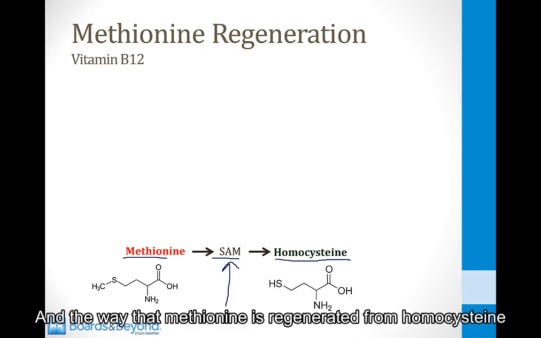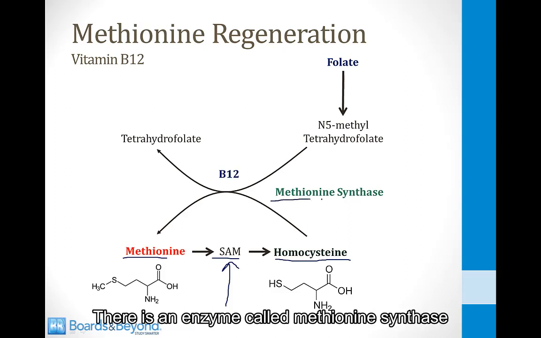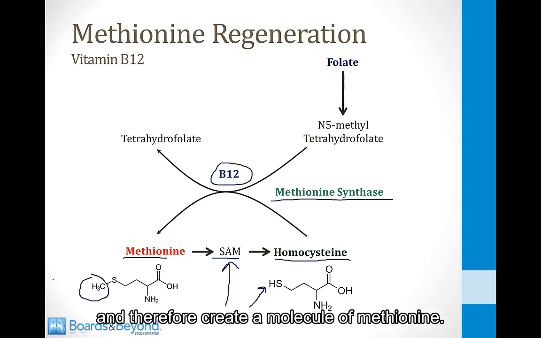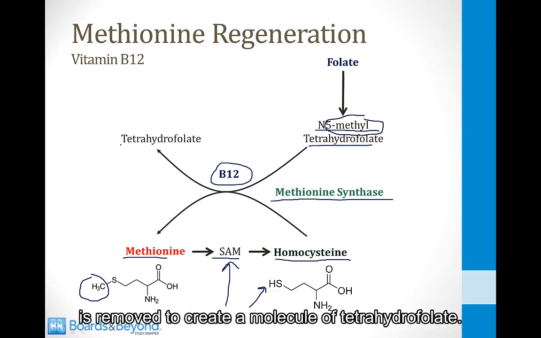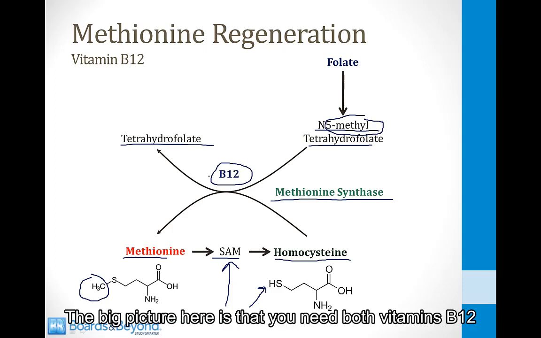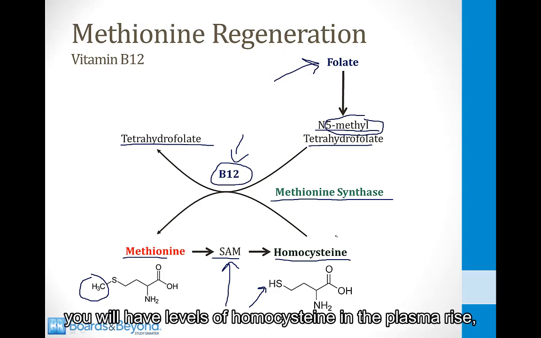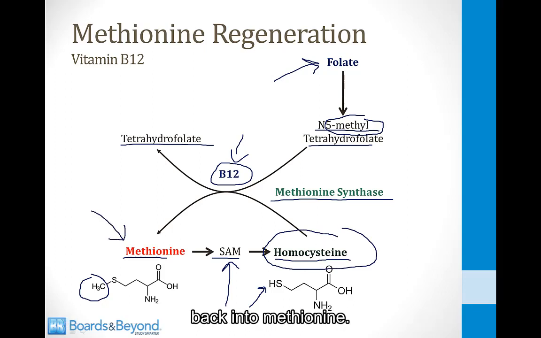And the way that methionine is regenerated from homocysteine involves the vitamins B12 and folate. There is an enzyme called methionine synthase which requires vitamin B12, and it will add a methyl group to this sulfur on homocysteine and therefore create a molecule of methionine. The source of that methyl group is the molecule N5-methyl tetrahydrofolate. This methyl on N5-methyl tetrahydrofolate is removed to create a molecule of tetrahydrofolate. The big picture here is that you need both vitamins B12 and the vitamin folate in order for this process to occur, and if either vitamin is deficient, you will have levels of homocysteine in the plasma rise because you're unable to convert homocysteine back into methionine.